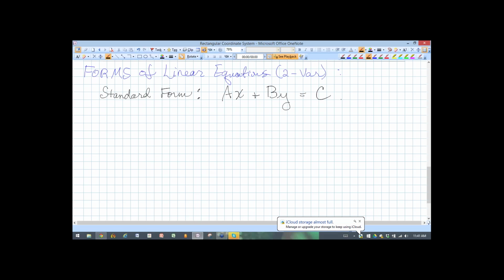Okay, all right, so let's see. I'm trying to get this up. There we are. All right, so A, B, and C standard form. Okay, now I'm giving you just the general thing.